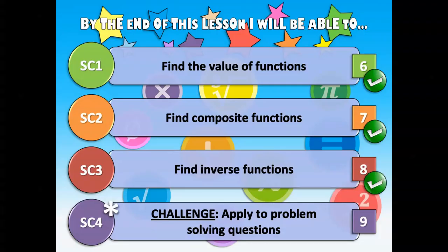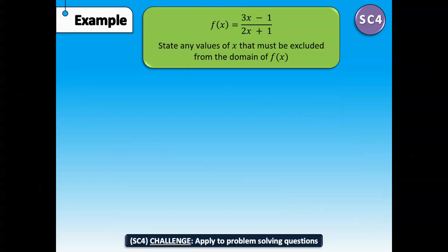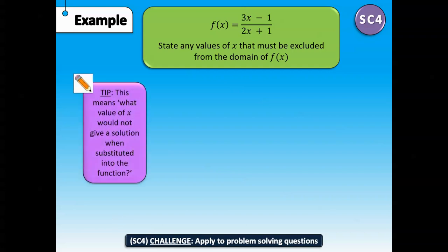And now we've completed success criteria 3. So now we're going to move on to number 4, and this is to apply to problem-solving questions. So the domain of a function is the set of all values that can be put into a function. So if f of x is (3x minus 1) over (2x plus 1), we want to state any values of x that must be excluded from the domain of f of x. So this means what value of x would not give a solution when substituted into the function?